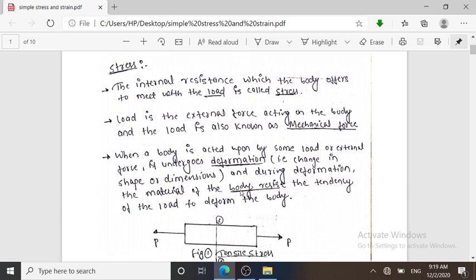So when a body is subjected to a load or external force, then it must undergo deformation. आप लोगों को पता है जब कोई भी बॉडी पे लोड लगाते हैं तो वहाँ पे चेंज इन शेप एंड साइज होता है. तो जो चेंज इन शेप एंड साइज होने से रोकता है, एक अंदर का फोर्स, वही होता है स्ट्रेस.